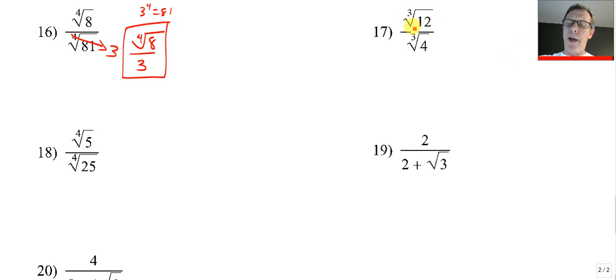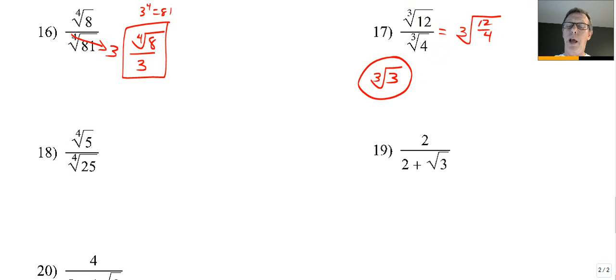And both would have to be perfect cube roots or be cube roots. So this is a cube root, this is a cube root, so they can combine under one root sign. And it would be 12 over 4. And now that I combine them, 12 divided by 4 is 3, so I have the cube root of 3. And that's as simple as it goes. So you can see that by taking my time and making sure that maybe I can simplify it by dividing the denominator into the numerator, that saved me a lot of time.